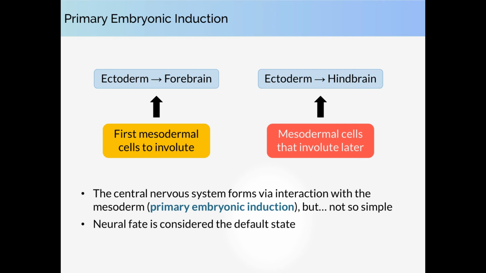Now, the induction of the nervous system by its interaction with the underlying mesoderm has been termed a primary embryonic induction. But as we'll see later, the specification of the neural fate is not that simple because in amphibians, the neural fate rather than the epidermal fate is considered the default state for the ectoderm.